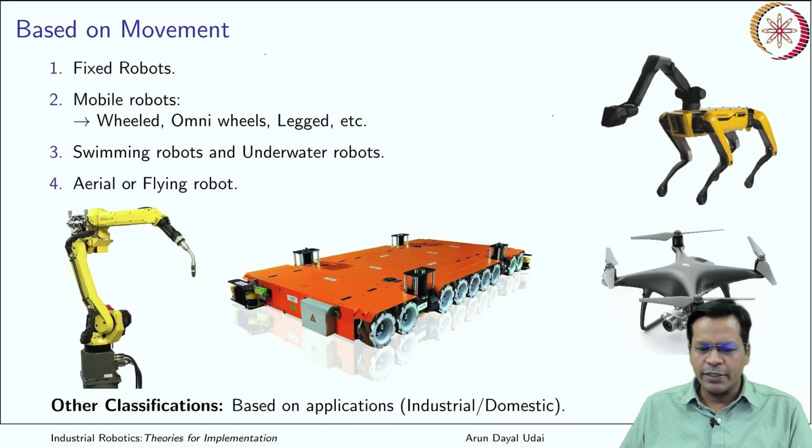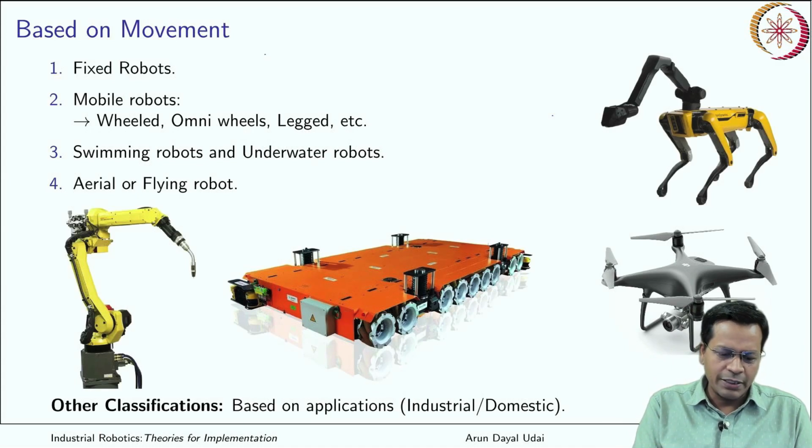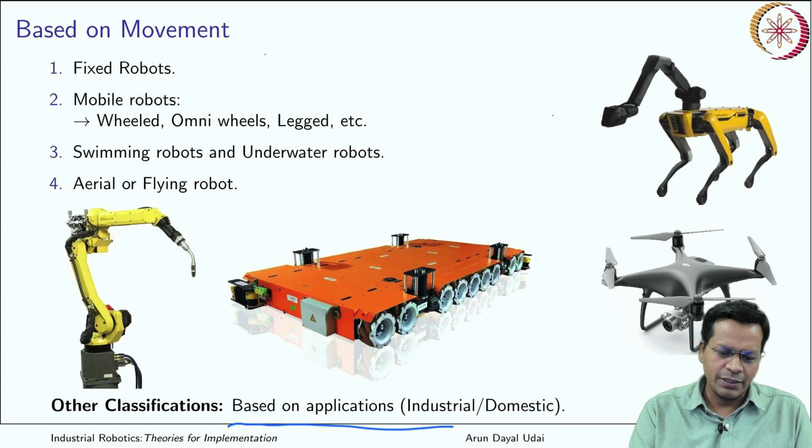So now, based on the movement you saw, there are many other classifications which can also be formed. One huge one is based on the application. ISO 9946 also says your robot manual, your data sheet should mention the application for which this robot is designed. So yes, based on the application, you can also classify your robot kind. It can be industrial, it can be domestic.